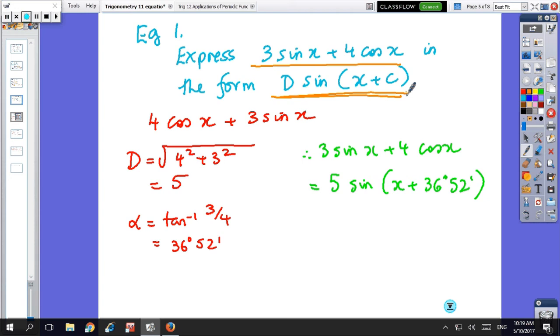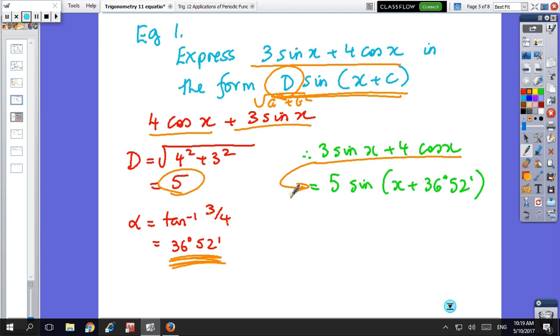So first of all, I'm just going to put the cos first and the sine second because that's what all the formulas had. And so the first thing is this number out the front, and this number out the front, that's your a squared plus b squared. So when you do that, you end up with d equals 5. And then we've got tan minus 1 a over b. Okay, so we end up with tan minus 1 3/4, which on your calculator is 36 degrees and 52 minutes. So that means that this original equation actually ends up being 5 sine x plus 36 52.